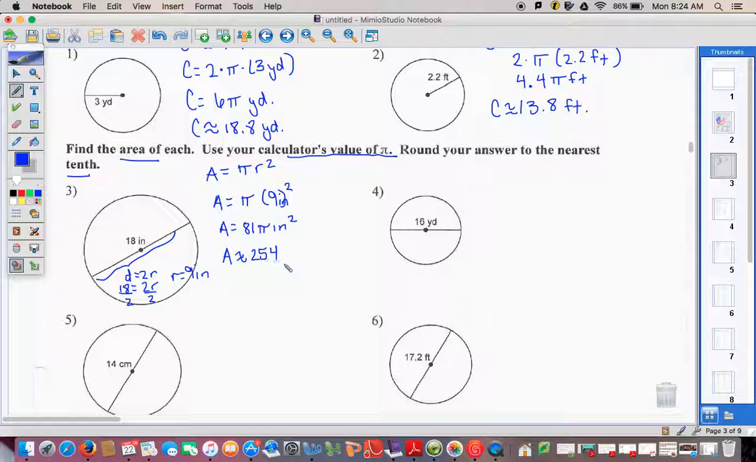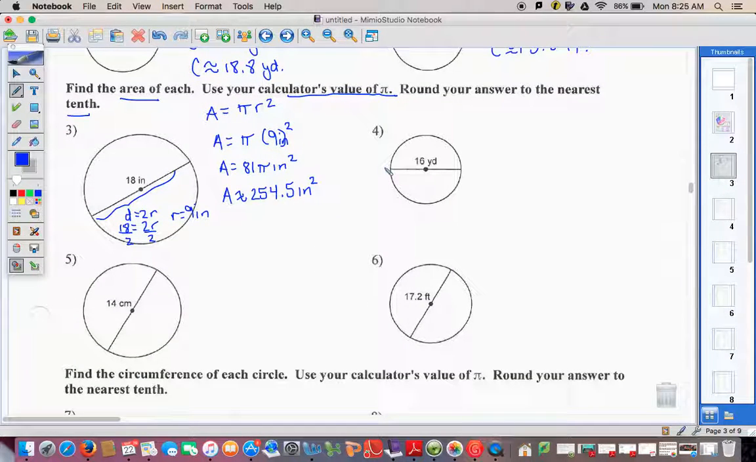254.5 square inches. Now remember, area is the inside of the circle, inside of the circumference, and so that's always in square units.